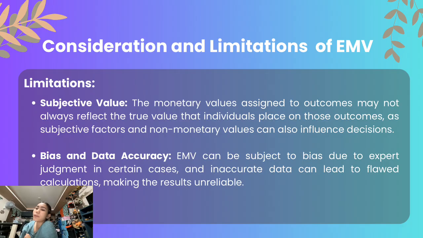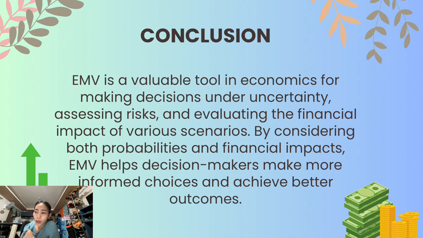So in conclusion, EMV is a valuable tool in economics for making decisions under uncertainty, assessing risk and evaluating the financial impact of various scenarios. By considering both probabilities and financial impacts, EMV helps decision makers make more informed choices and achieve better outcomes. So EMV is a smart way to make decisions involving uncertainty, especially in business, economics, or project planning. It helps compare risk and reward based on math, not just guesswork.